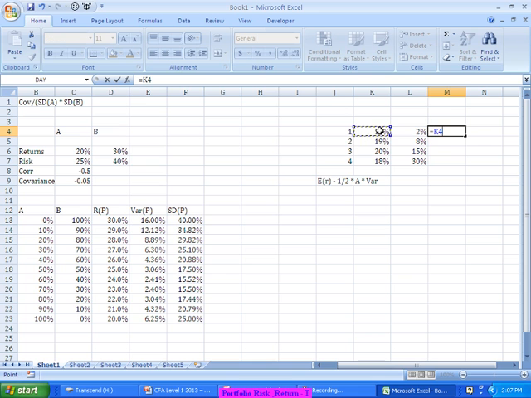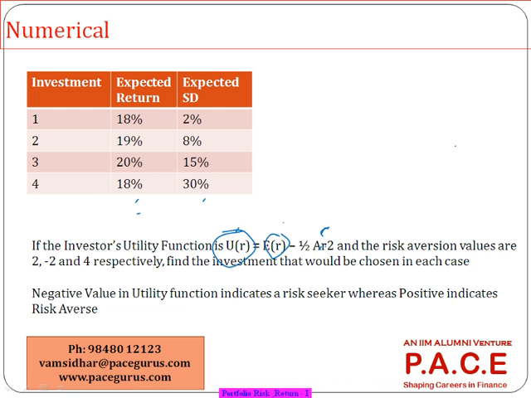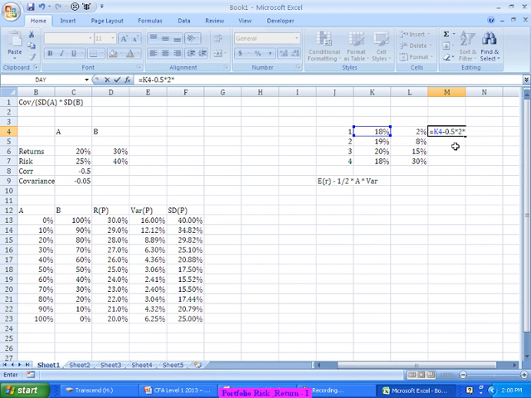Expected return minus half A. I am taking A as 2, multiplied by the variance of the return. Is this the standard deviation or the variance? This is the standard deviation, so the variance of the returns. This much. Expected return minus half into A, where we are taking a constant 2.